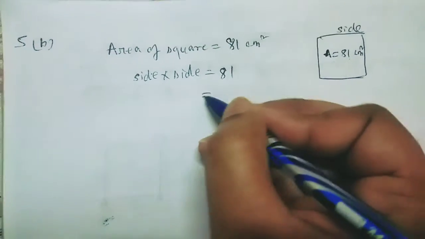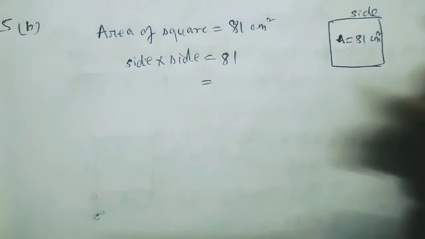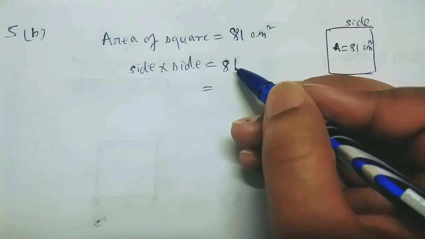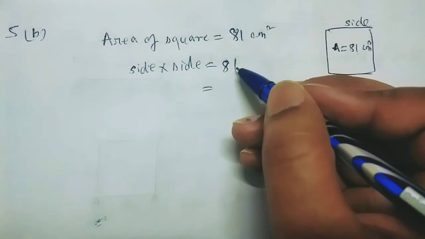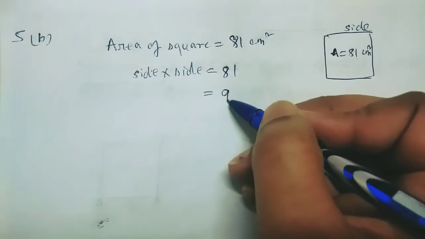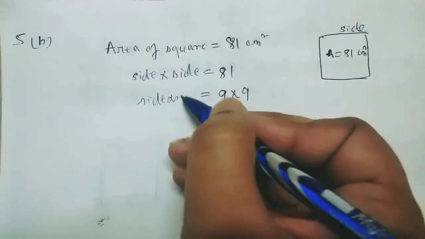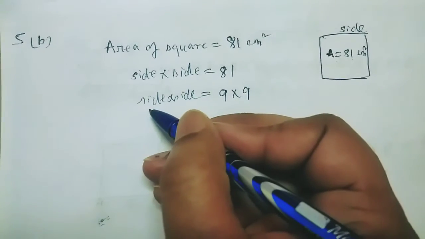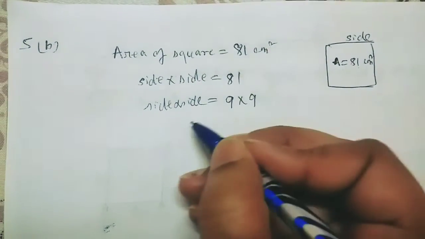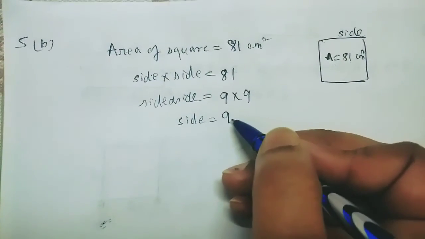Now write here 81. I have told you already, to find the side you have to break this number into two parts with the same number. So for 81, which number multiplied 2 times becomes 81? 9 into 9, 9 9s are 81. So you will write here 9 into 9, side into side. So what is the side of this square? Side equals 9 centimeter.